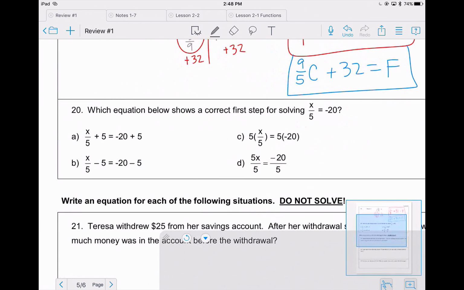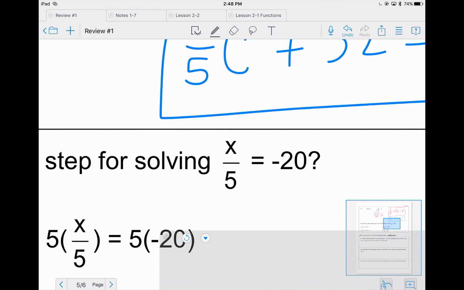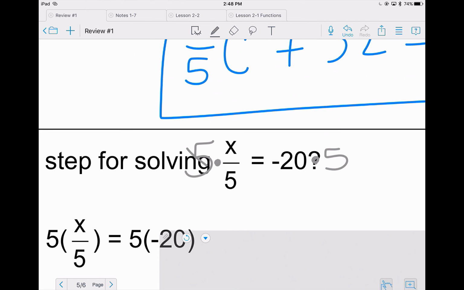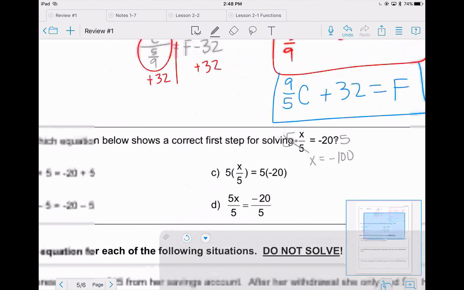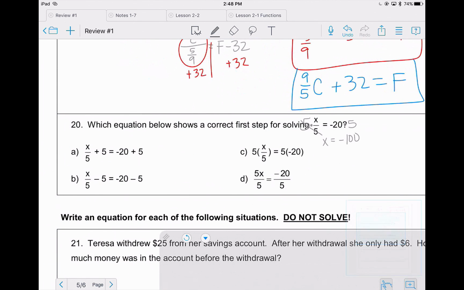Problem 20, which equation below shows a correct first step for solving? What I always like to do first myself is to solve it. So because x is being divided by 5, we need to multiply by 5. So x would equal negative 100. So my first step was to multiply by 5, not add, not subtract, not divide further, but multiply.